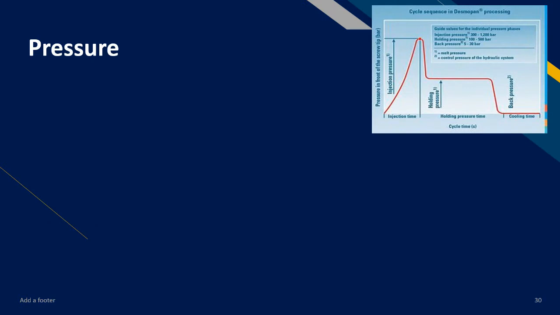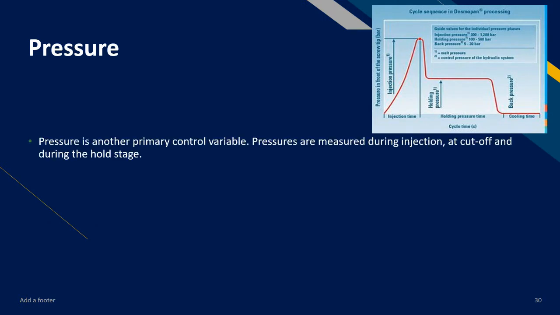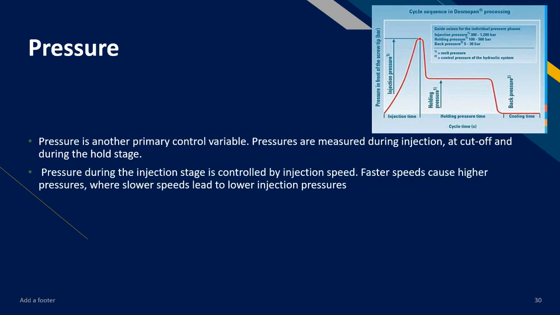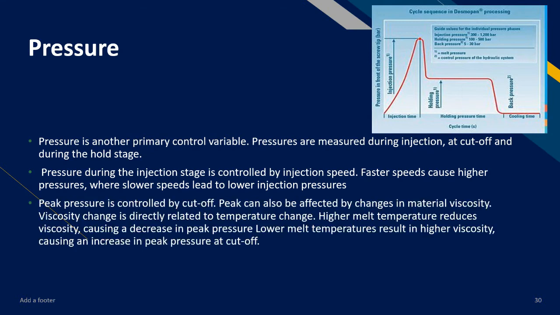You'll have less material in the barrel and less resistance, therefore less shear. Pressure is number 2, and it's another primary control variable. Pressures are measured during injection, at cutoff, and during the hold stage. Pressure during the injection stage is controlled by injection speed. Faster speeds cause higher pressures, whereas slower speeds lead to lower injection pressures.